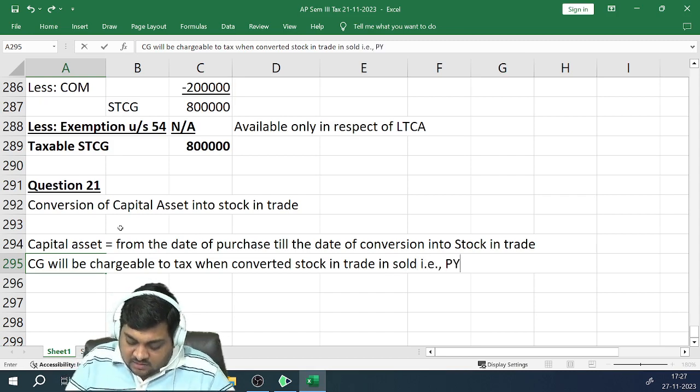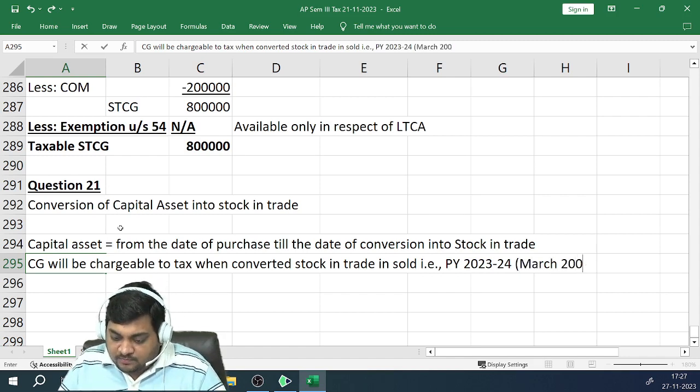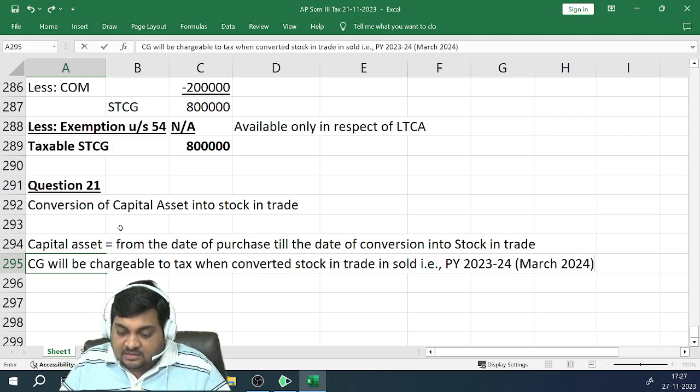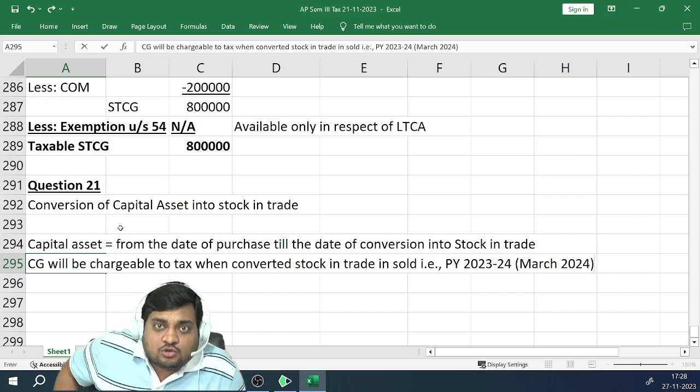That is previous year 2023-24. See, land is not sold, but on that building is constructed. So when building is sold, land is also sold along with that, right?